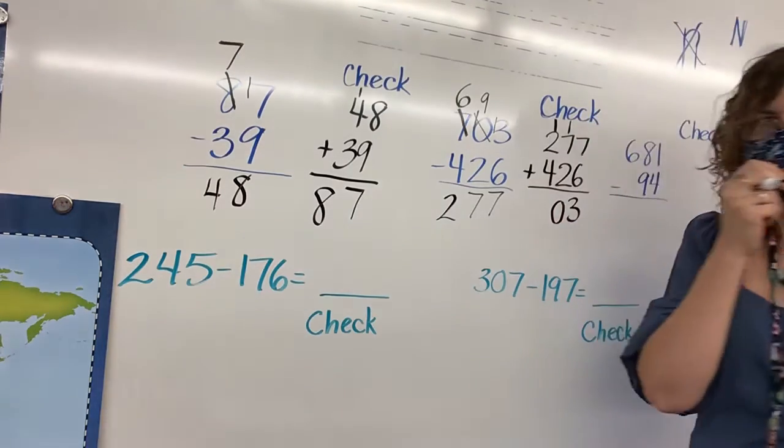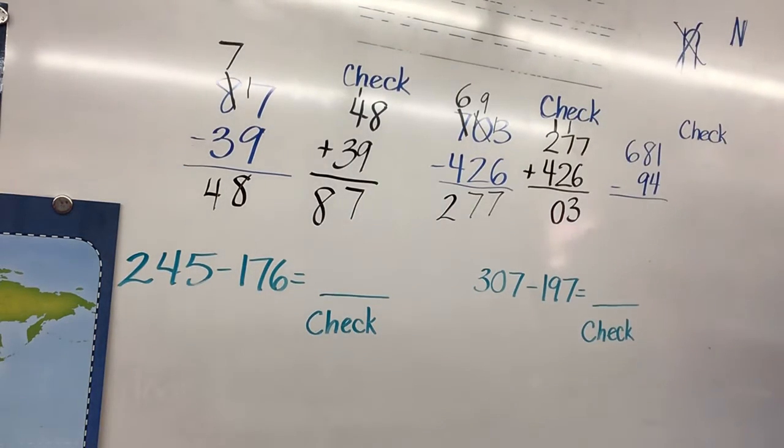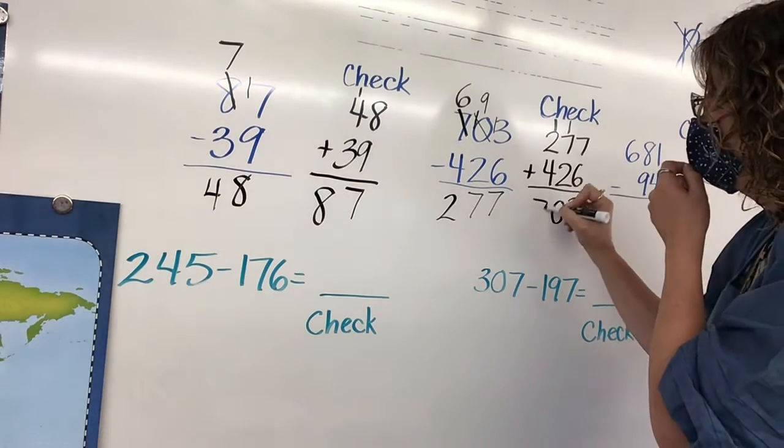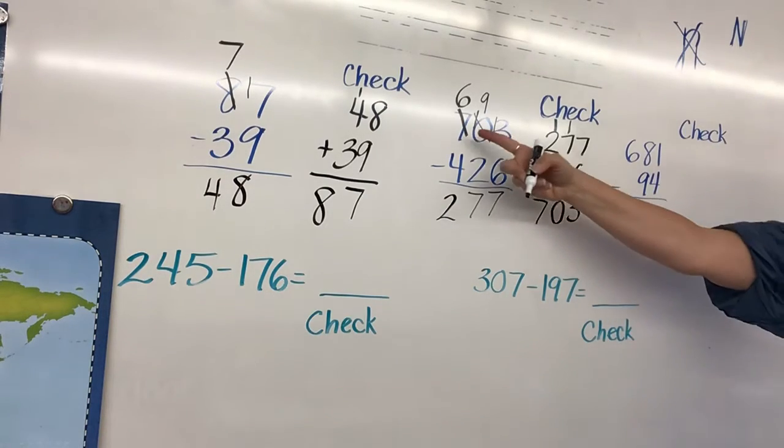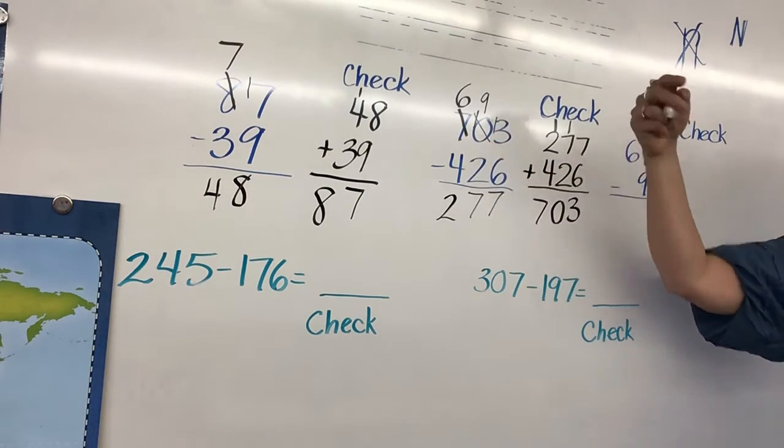Rename the 1. 1 plus 2? 3. Please don't say 1 plus 2 is 7. I just said 1 plus 2. 3. 3 plus 4? 7. All right, and we got 703. What was our minuend? 703. Check.